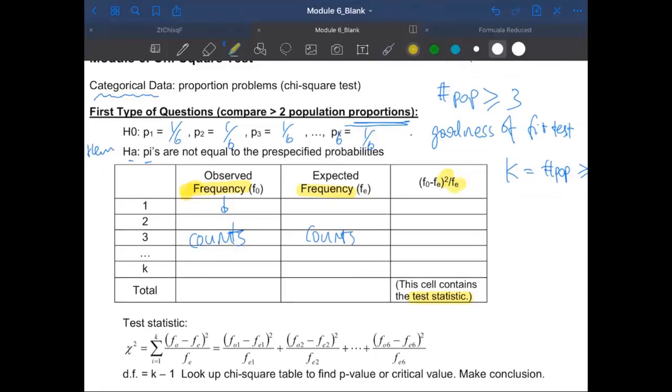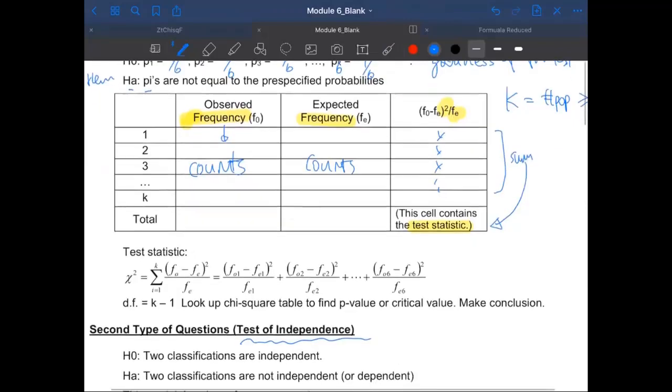Then you're going to sum up all of the entries. You calculate each one, find the sum, and the sum is going to go into this cell. I've also written down the formula here. If you think this is too difficult, all you need to do is set up this table and find the sum, and this is going to give us the test statistic.